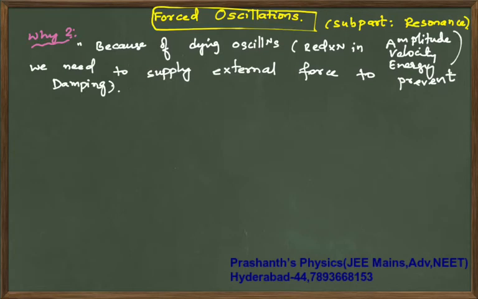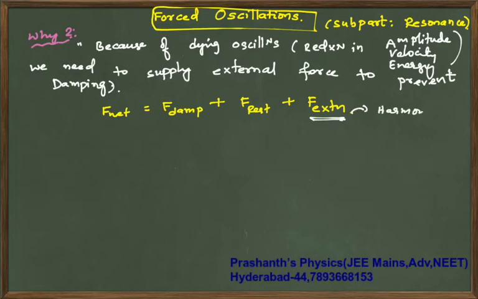Now let us say the external force is F. So your net force is the force because of damping, plus the restoring force, plus the force because of some external agent. This external agent will provide force to prevent the damping. This external force also will be harmonic, that means it will repeat at regular intervals of time. Because if you supply force only once, that force will do some work that will get converted into energy, and later damping will occur. But we want this to be periodic, because if it is not periodic, because of damping, oscillations will die out. It is supposed to be periodic.